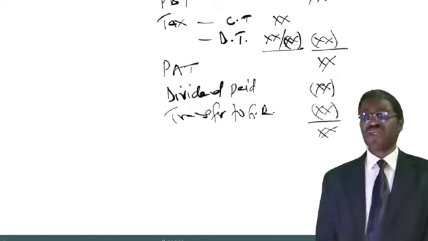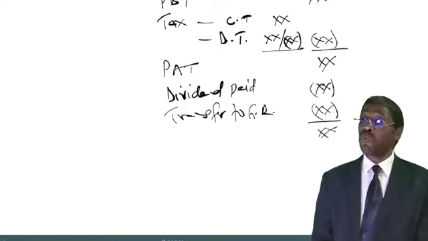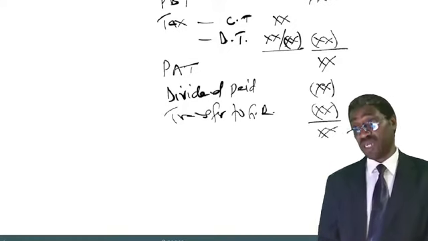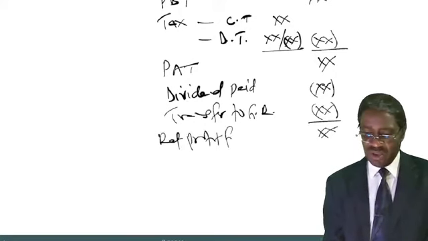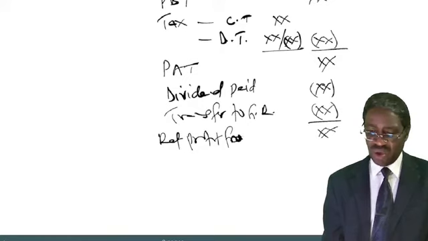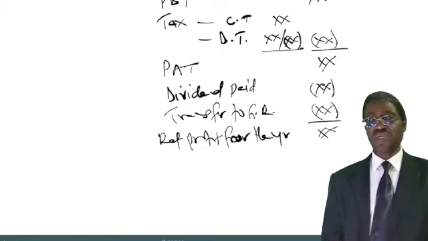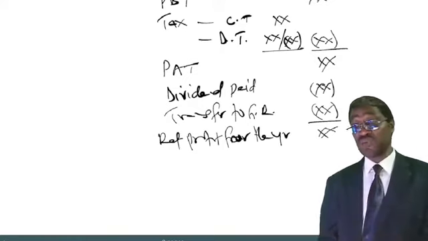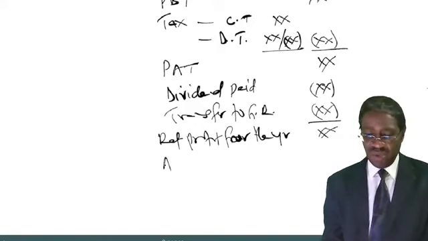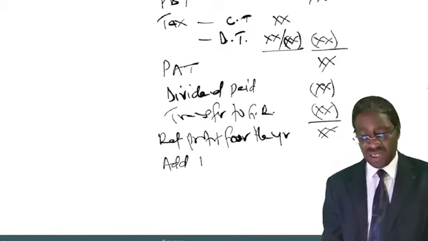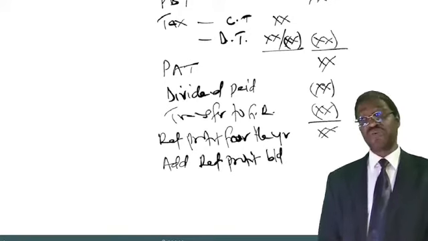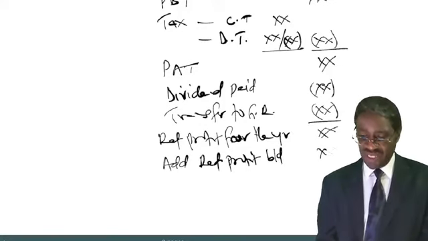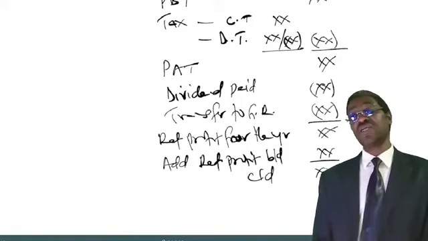Then you remember, once you deduct the appropriations from the profit after tax, you used to get what we called retained profit for the year. Once you got the retained profit for the year, you used to add what is called retained profit brought down. Whatever it is, then you used to get the retained profit carried down.